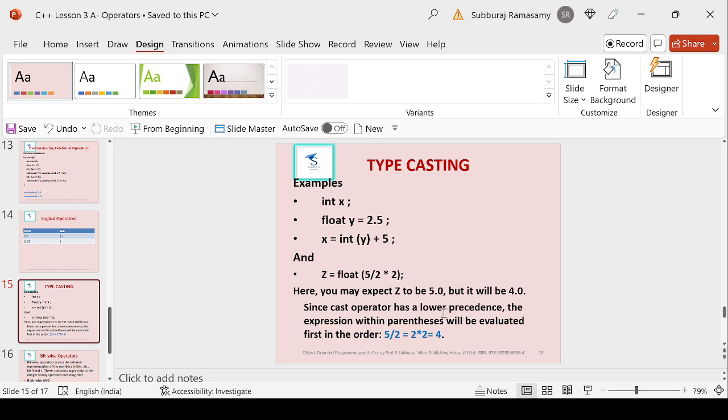Since the cast operator has lower precedence, the expression within parentheses will be evaluated first. Here again, int has lower precedence. So what is y? 2.5. The y is 2. 2 plus 5 is 7.